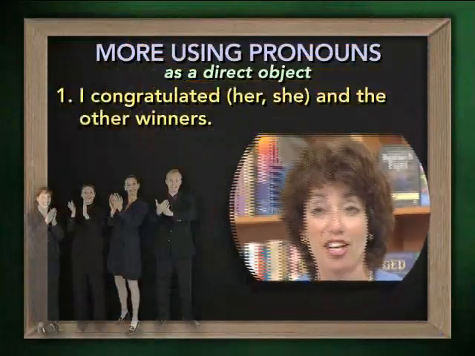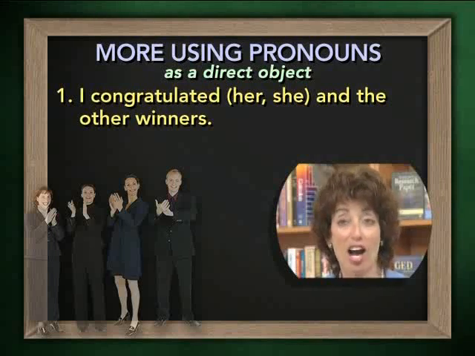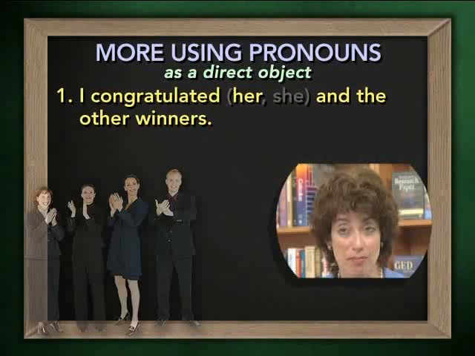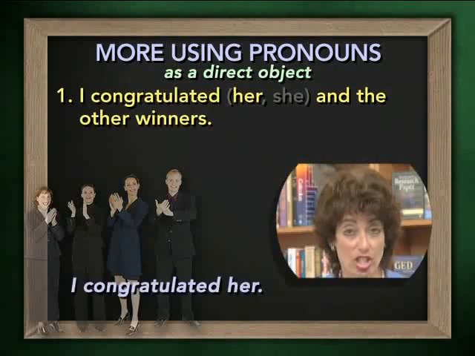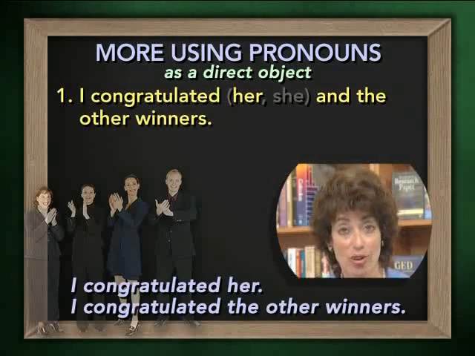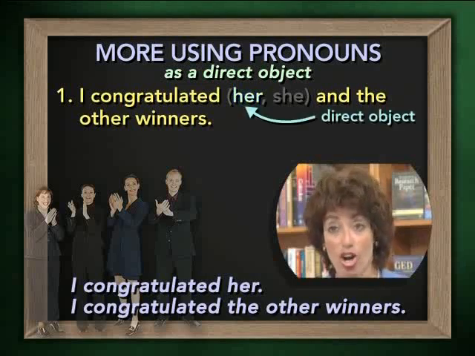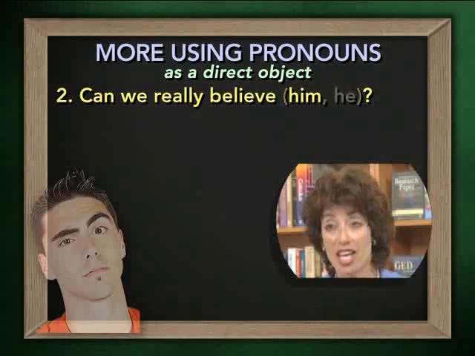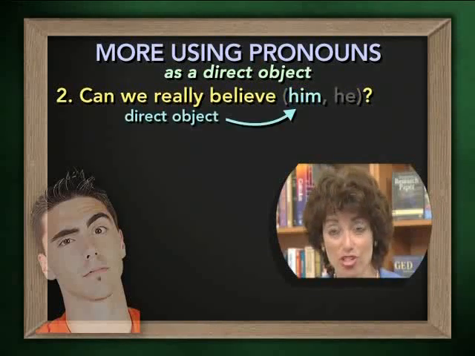The first 2 are direct object, the second 2 are indirect object, and the last 1, object of a preposition. Direct object number 1, I congratulated her and the other winners. Break it apart. I congratulated her, I congratulated the other winners. Her is the direct object. Number 2, can we really believe him? Him is the direct object.